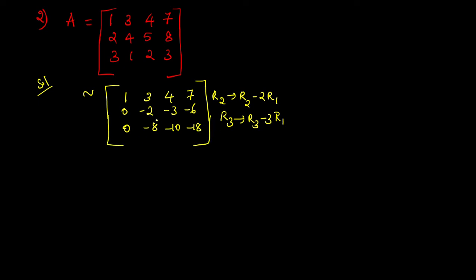Now we have to make the second element of the second row to 1. Therefore use the row transformation. R2 gives minus 1 by 2 R2. Let us divide the elements of the second row by minus 2. And we get the second row as 0, 1, 3 by 2, 3.